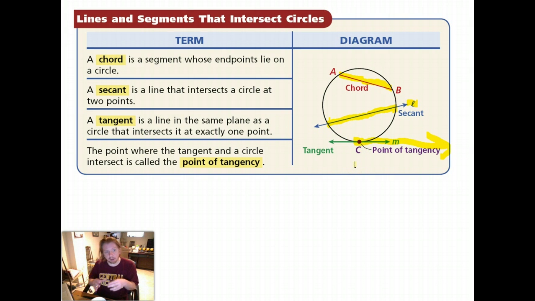So if you think of it this way, you have your circle. If the line goes through the circle, it's a secant. If it's touching the circle, it's a tangent. And if it's not touching at all, it's just a line near a circle. Nothing interesting.